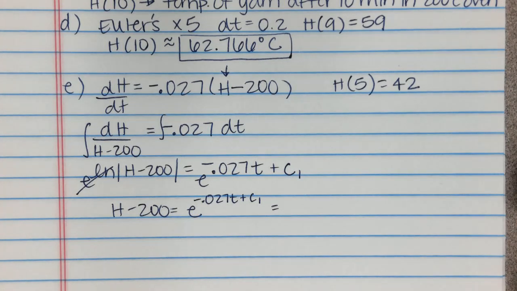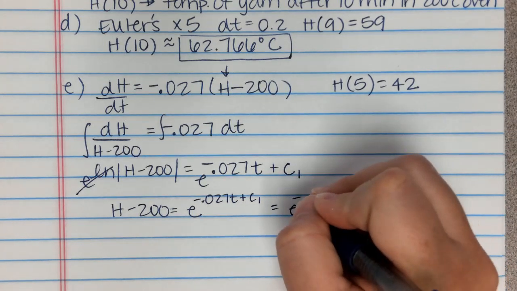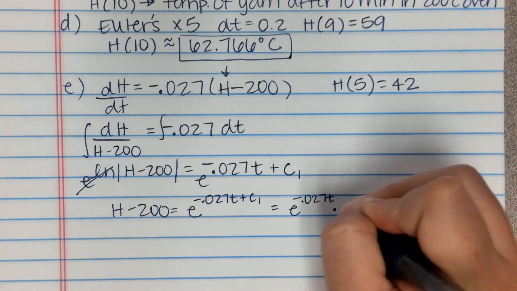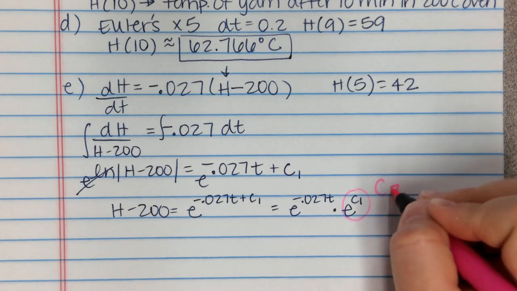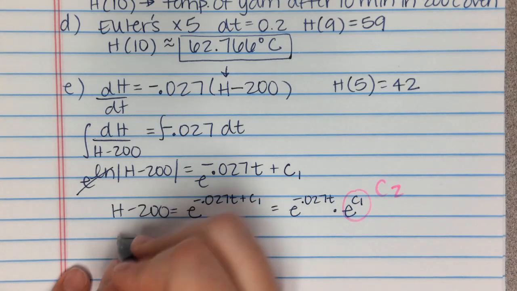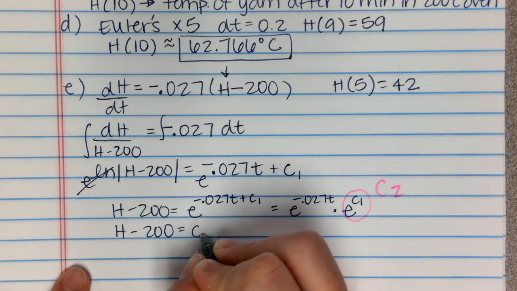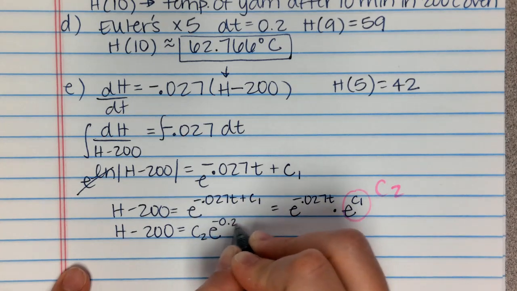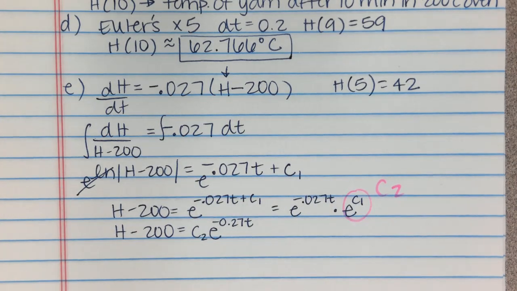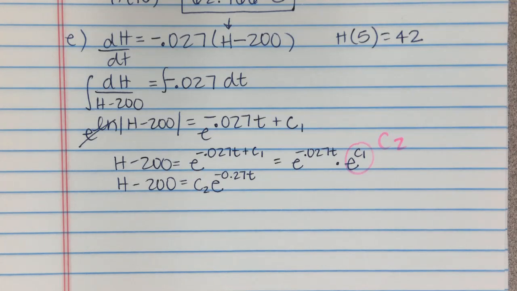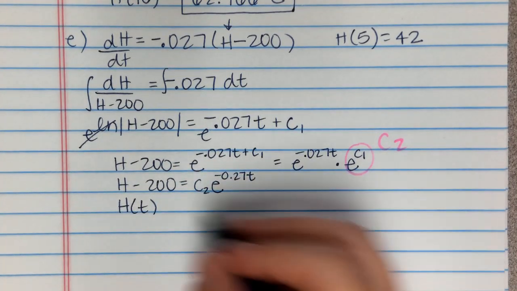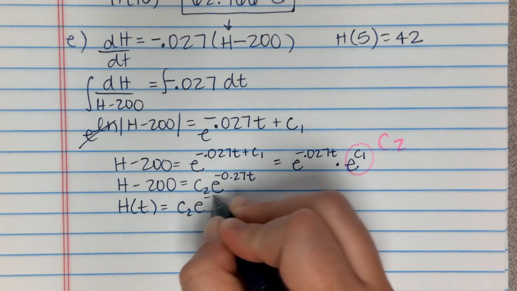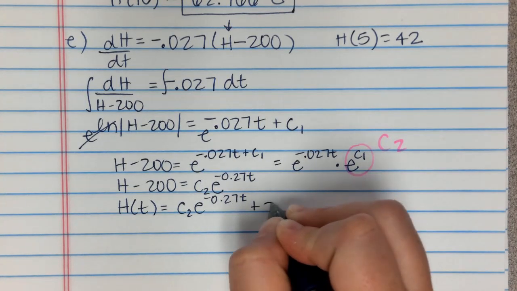Could we skip to where we just say C2? Yeah, you can. Negative 0.027t times e to the C1. We know that this guy is our C2. So if you would like to skip that, you can just say H minus 200 equals C2 e to the negative 0.027t. So my simplified equation for h of little t would be C2 e to the negative 0.027t plus 200.